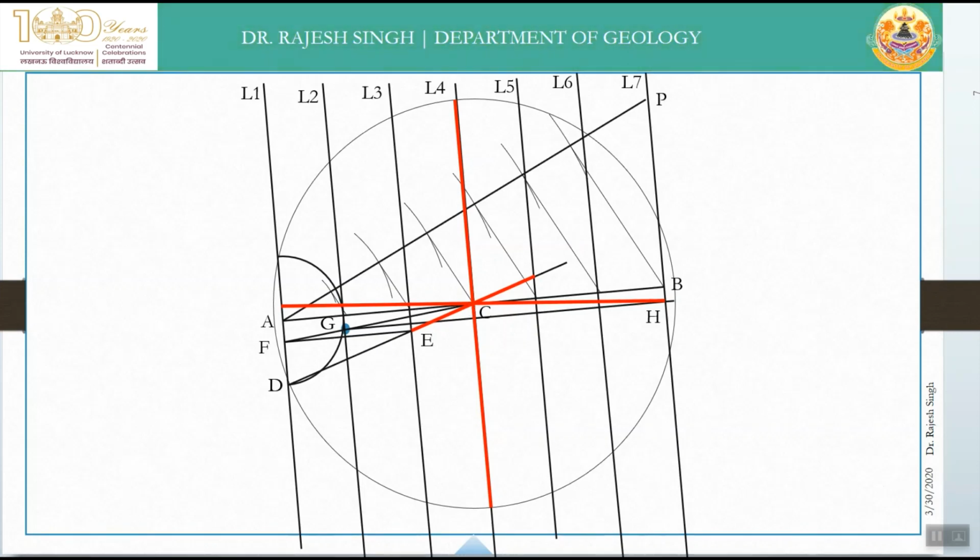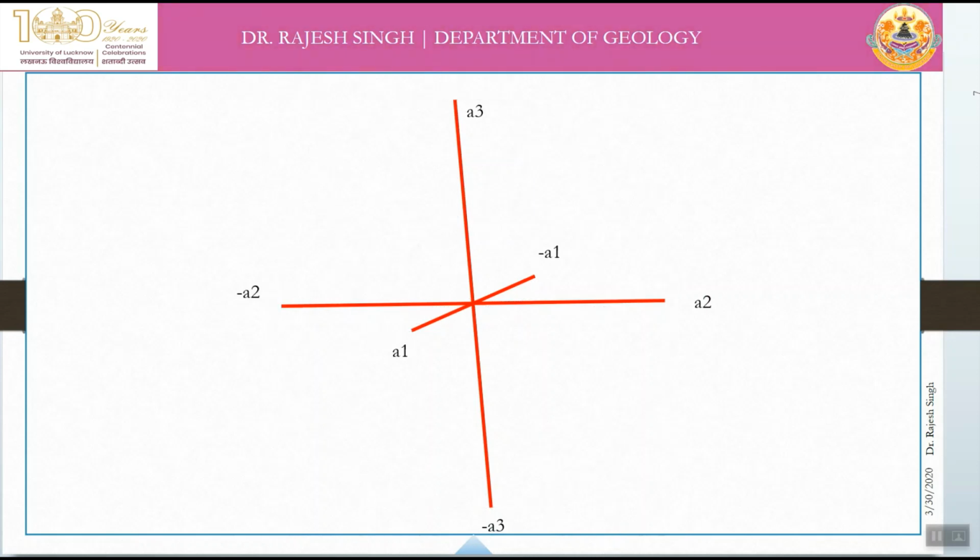The red lines represent the axes of the isometric system. So now I will erase all the construction lines. This one is the A1 axis, this end is positive A1, this end is negative A1, this end is positive A2, this end is negative A2, this one is positive A3, and this one is negative A3.